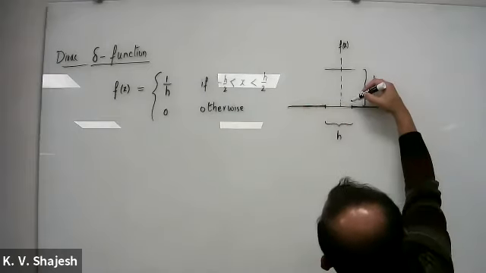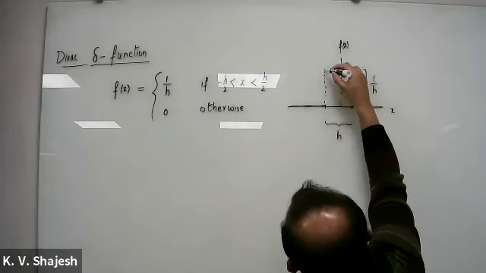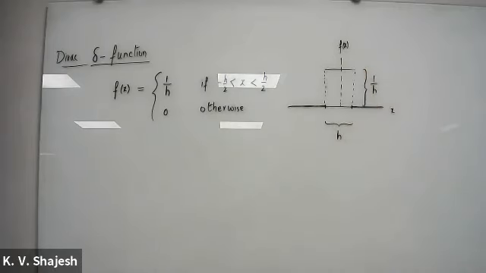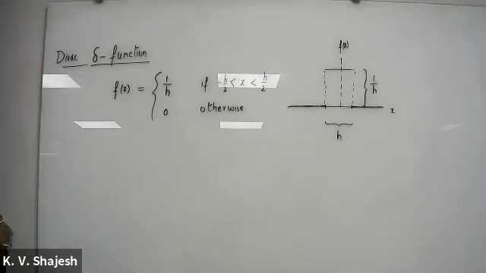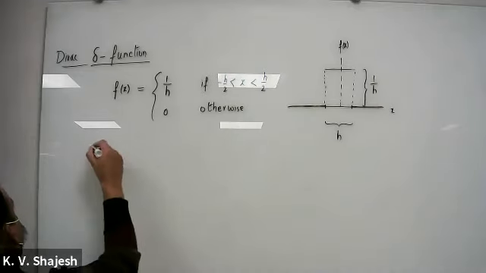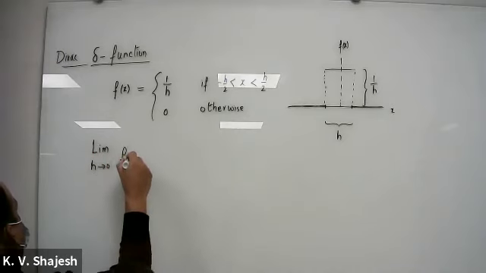It's not a continuous function, so the dotted lines represent that. That's good. And now let's consider the limit as h tends to 0 of f of x.